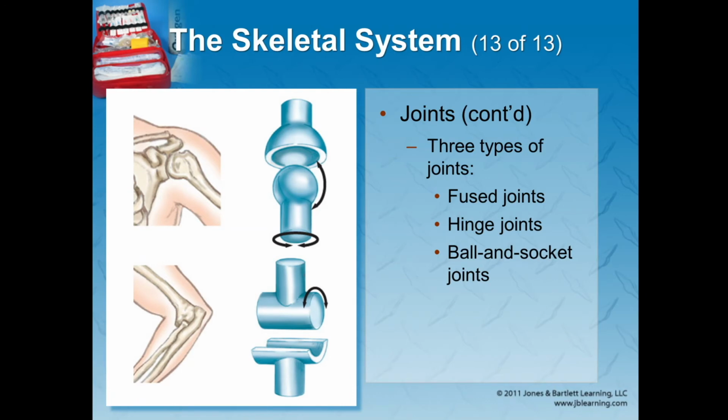Alright, so there are three types of joints: fused joints, hinge joints, and ball and socket joints.